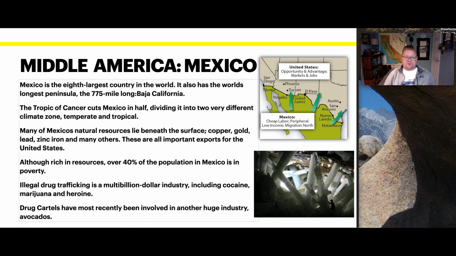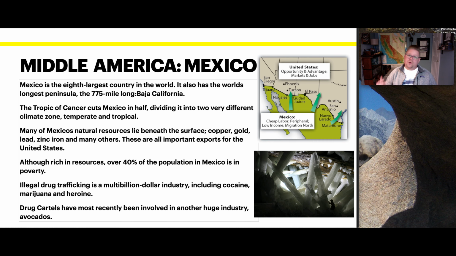Many of Mexico's natural resources lie beneath the surface, such as copper, gold, lead, zinc, and iron, and many others. And what's important about these is that these are very important exports for us in the United States. I've also included a photo here. These are the famous gypsum caverns in Mexico. If you haven't checked that out before, you need to check that out. They're beautiful. They're gypsum crystals. That's a little person for scale.